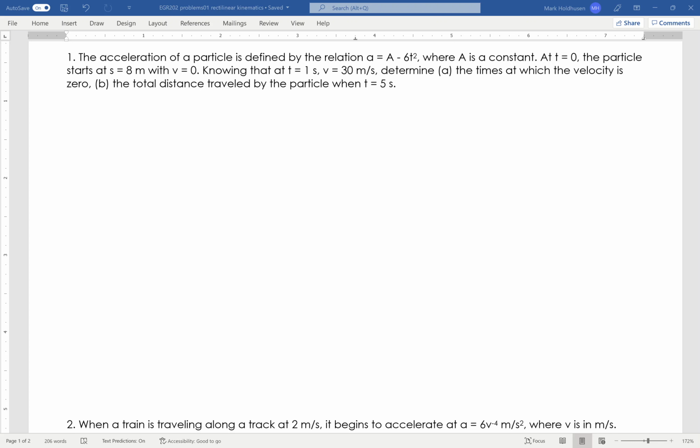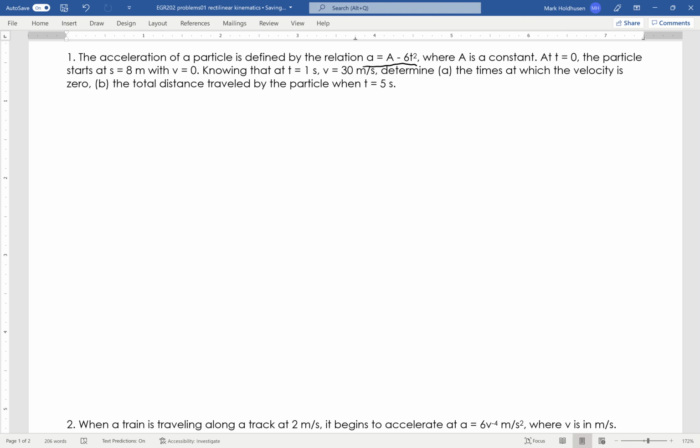Okay, so we are looking at a particle, with acceleration given by that equation right here. I know that at the initial time of 0, it has a position of 8 meters and a velocity of 0. I also know that at 1 second, the velocity is 30 meters per second. I want to know the time at which the velocity is 0, and I also want to know the total distance traveled.